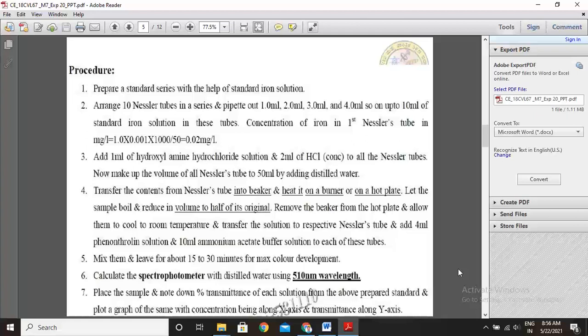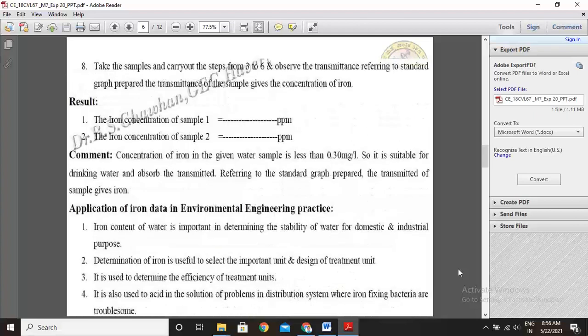Place the sample and note down the percentage transmittance of each solution from the above prepared standard and plot a graph of the same with concentration along the x-axis and transmittance along the y-axis. Means now we use the graph sheet, plot the x-axis concentration, y-axis transmittance and obtain the graph. Now we are preparing the standard graph.